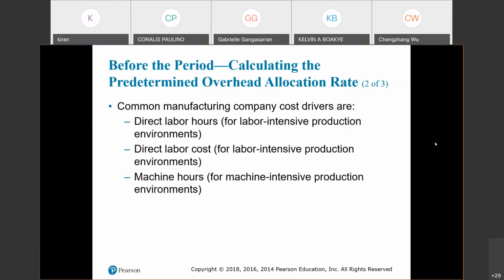Traditionally, manufacturing companies have used the following as the cost driver: direct labor or direct labor hours, direct labor costs, or machine hours. They are used for different environments, for labor-intensive production environments or for machine-intensive production environments.